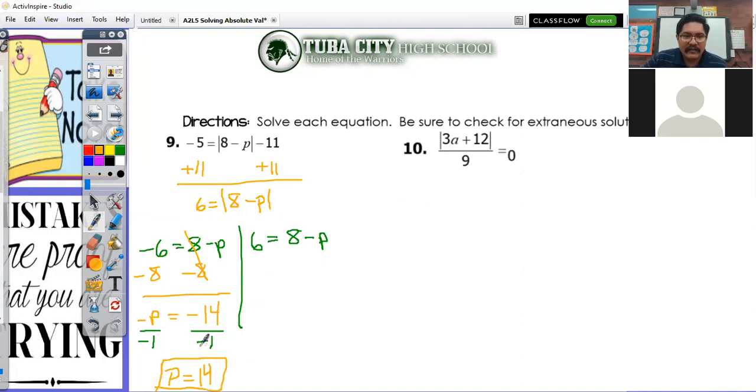But let's check that really quick because we might get an answer that doesn't quite work out. So 8 minus 14. So I'm subtracting a larger number. It's going to be negative, so that's going to be -6. Absolute value of -6 is +6. 6 minus 11 is -5, so it is a working solution.